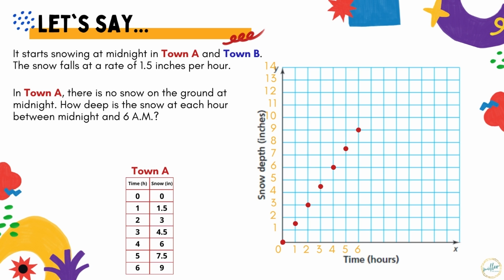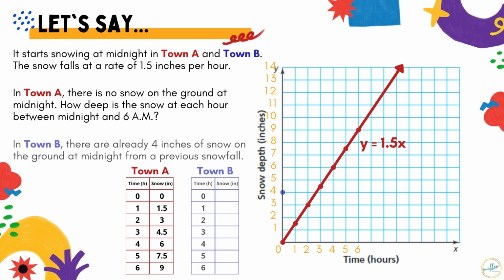So on the graph, we can put all of those points. You can see that they go in a nice straight line. That's because the rate stayed the same the whole time, 1.5 inches every hour. And all of that can be represented by the equation y equals 1.5x, because whatever the number of hours is, which is x, if you multiply it by 1.5, y is going to be equal to the number of inches of snow on the ground.